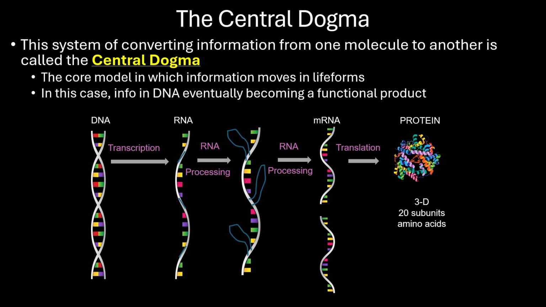This is a system of converting information from one form to another, from one molecule into another form of molecule. We call this the central dogma of protein synthesis. It's this core model that exists in all living things that moves information from DNA to RNA to protein.